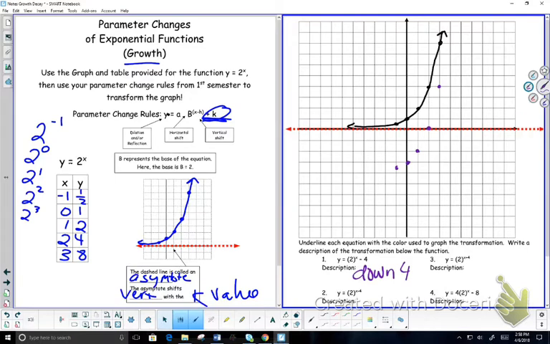Is my horizontal asymptote going to move? Yes. Where's it going to move to? It's at 0. Negative 4. It's going to go down 4 as well.